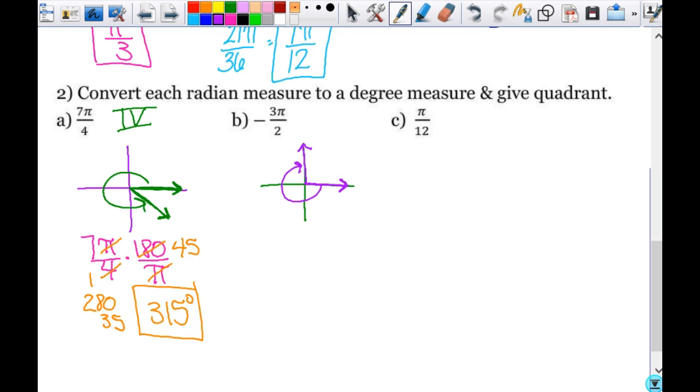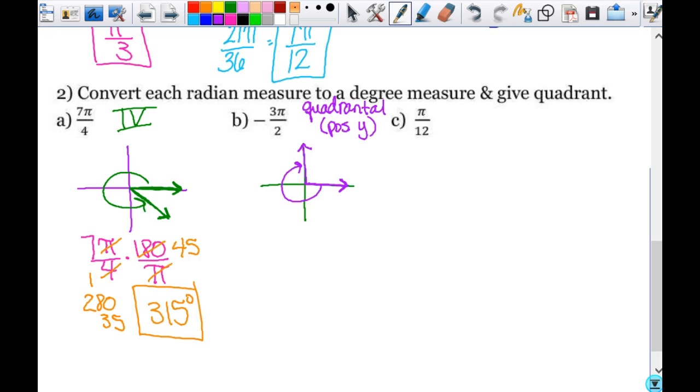Okay, so what quadrant is it in? It's quadrantal. Good. It is a quadrantal angle, and it's on the positive y-axis. So by doing that, do I really even have to do the conversion? No, it's what? Negative 270.